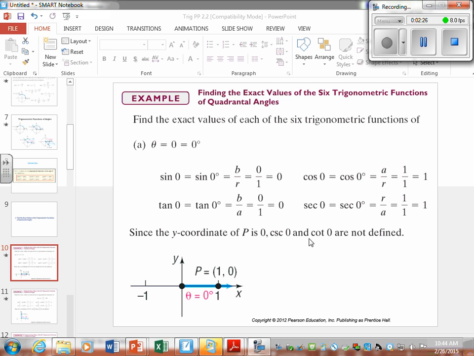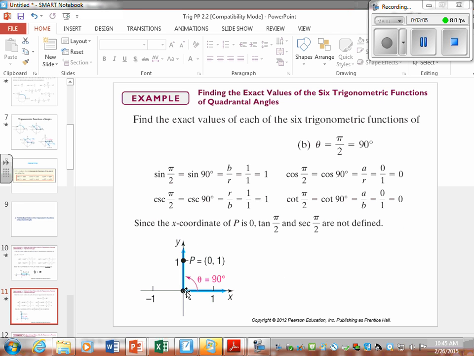Now we look down here and they have these two on the bottom. Cosecant is defined by 1 over y. But if I have 1 over 0, you know 1 over 0 is undefined. So 1 over 0, but we know that you can never have 0 in the denominator, so this is undefined, or not defined. When we look at cotangent, the definition of cotangent is your x value over your y value, and you're going to have the same situation. So we look at the first quadrantal angle, and we're going to look at the next one.